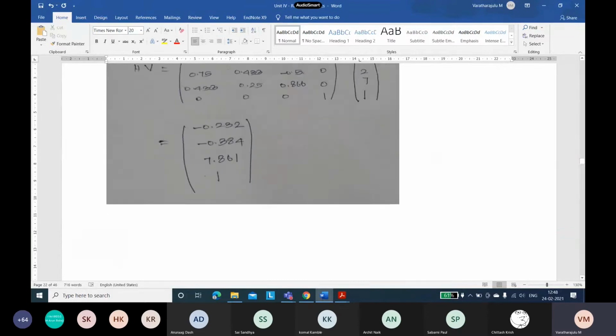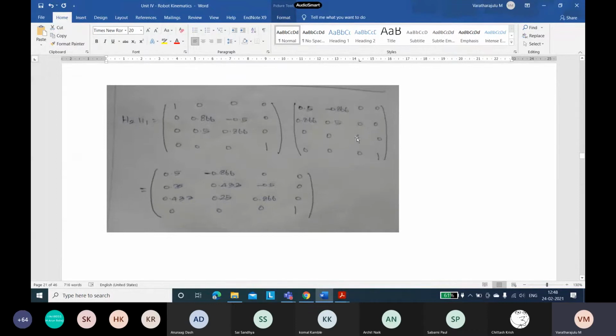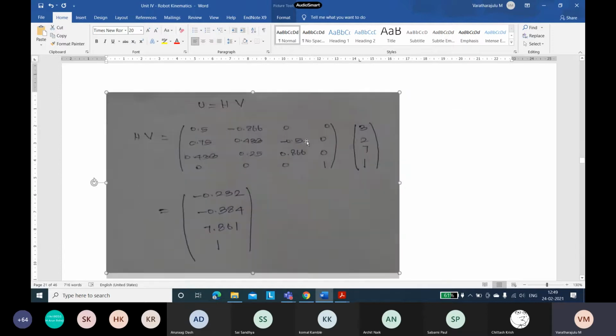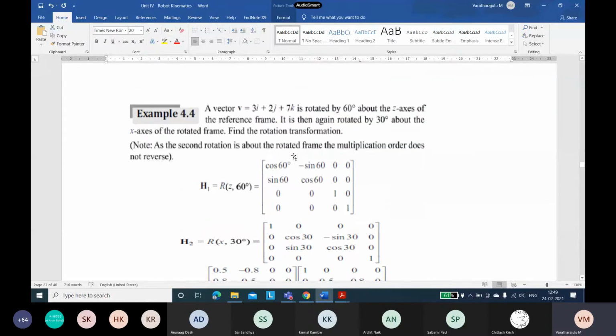The multiplication order does not reverse. You may have a doubt: sir, in matrix multiplication the order is not interchangeable. But here H1, H2 may not be changed. Concerning the last problem, it won't make any changes. Here you can find H equal to H1, H2. You solve this matrix and tell me. For this particular problem, we have to multiply H1 and then H2, in that order.